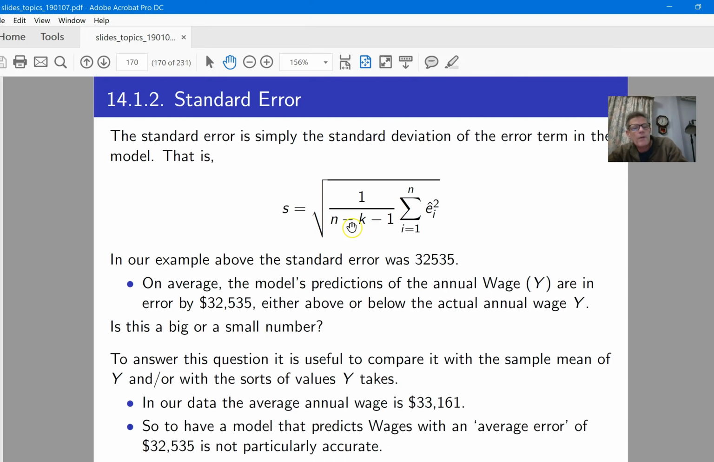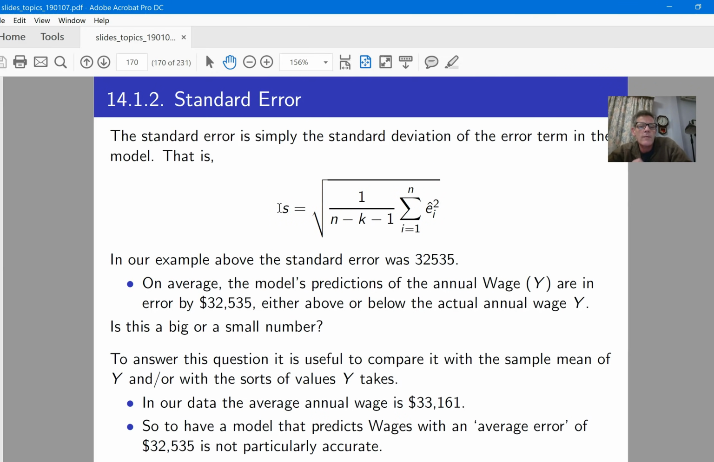Actually not n-1, n minus k minus 1. You've got to adjust for the fact that you estimated quite a few slope coefficients here, k of them in fact, plus an intercept. So that's the formula for the standard error. It's just like a variance formula that you're used to seeing. Remember, the error has a mean of 0, so it's the sum of the errors minus their mean, which is 0, so it's just the errors squared, divided by n minus k minus 1. So that's a variance. Square root it, you get a standard deviation.